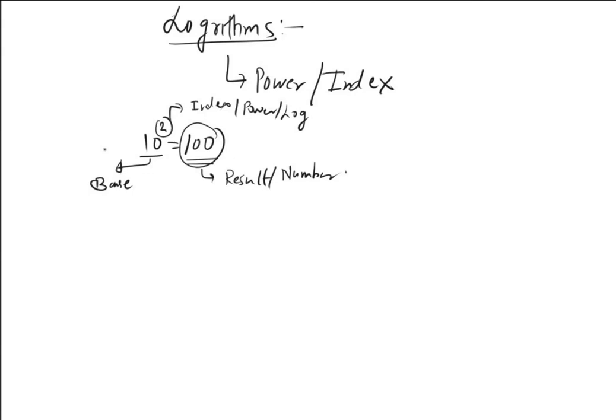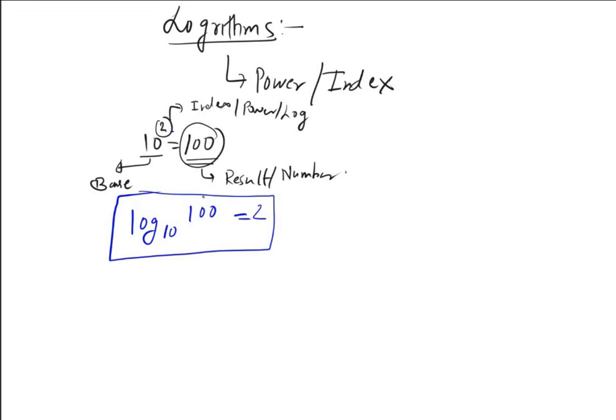In the world of logs, so that you get the power in the answer, it is log of 100, the result of the index, to the base, which is written as a subscript, a small number that sits underneath the G of the word log, equals 2. So logs throw out power as an answer. Log is the power itself.